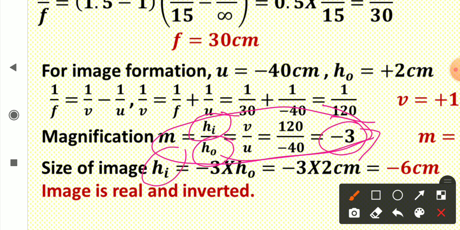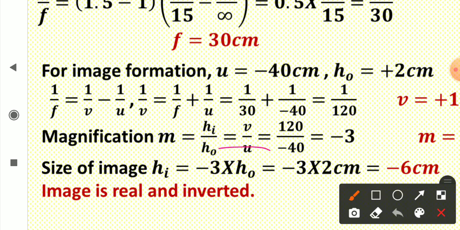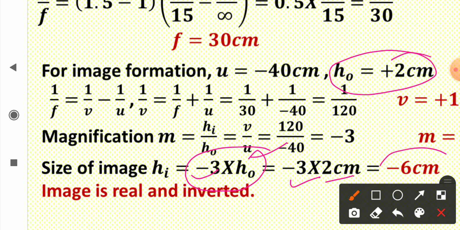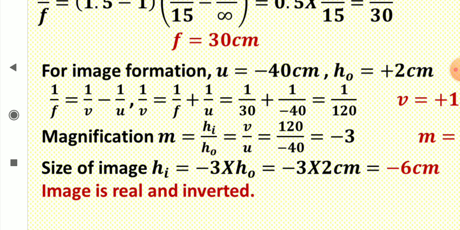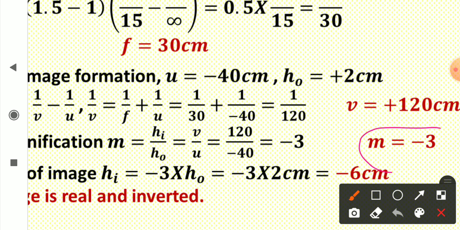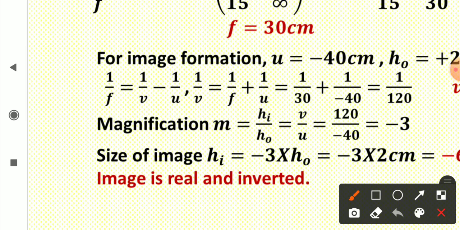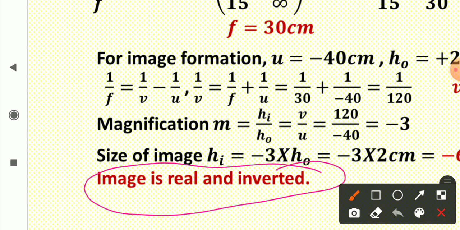So the size of the image is equal to minus 3 into the size of the object, minus 3 into 2. The size of the object is plus 2, so that is minus 6 centimeter. Since it is negative, the image is inverted, and the magnification is also negative. The magnification is negative, the image is real, and the size of the image is negative, which means the image is inverted. So the nature of the image is real and inverted.